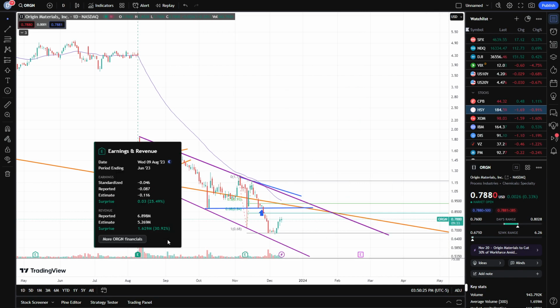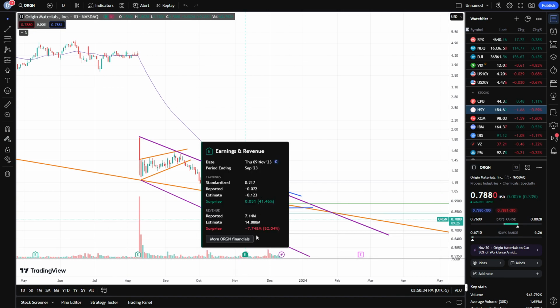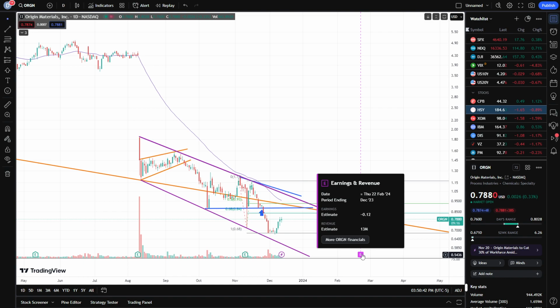And again, we can see we go back, we had a beat on the top and bottom line, but then they announced that they're going into the biofuels or whatever. Everyone began jumping ship. Then we fast forward and we can see that the company slightly increased its revenue from the quarter before, however, missed estimates by over 50%. And now, this is what I was saying last time. Now estimates have been lowered, and now they're only 13 million.